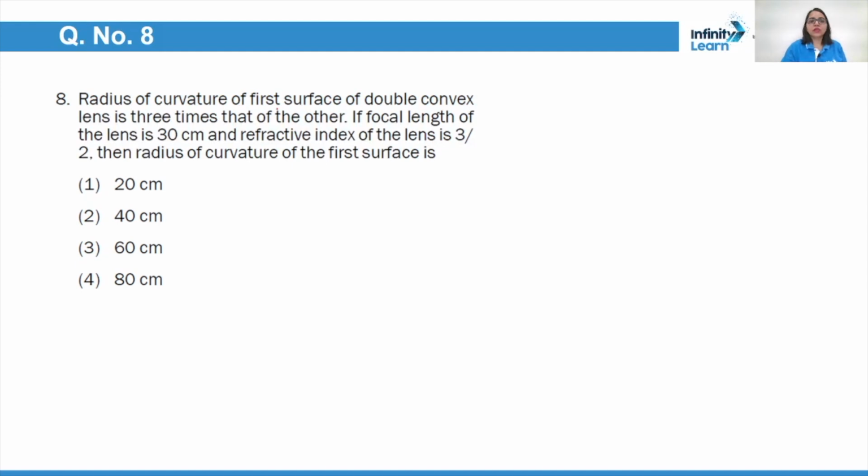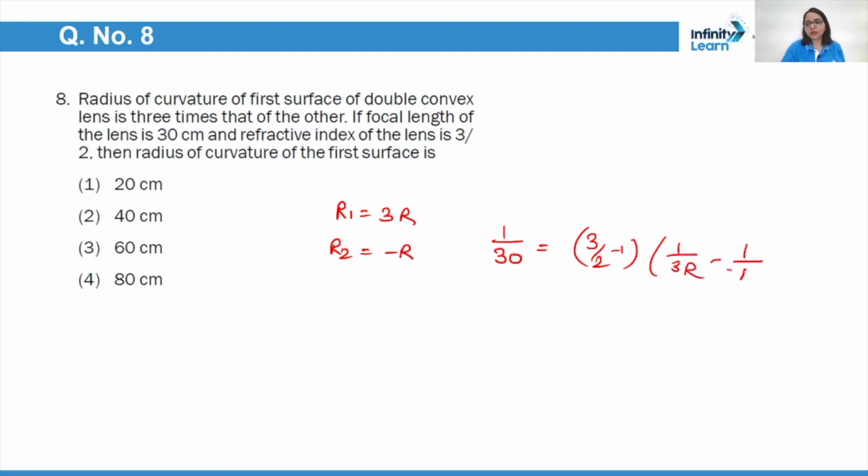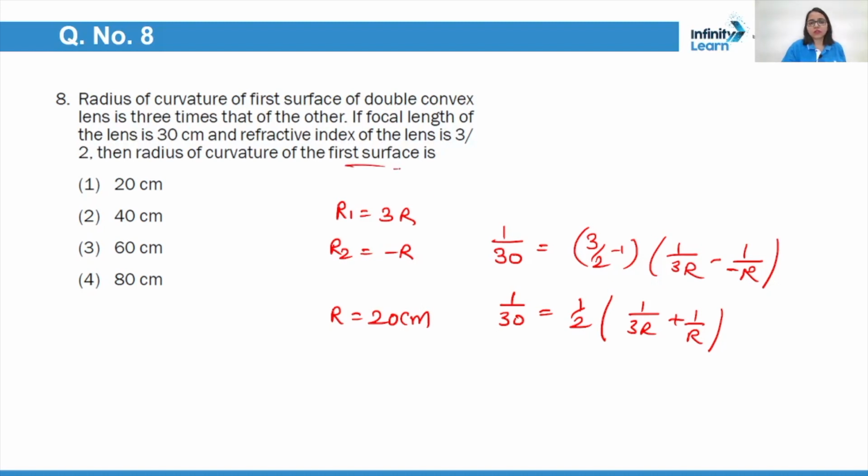Question number 8. The radius of curvature of the first surface of a double convex lens is 3 times that of the other. So R1 is 3R and R2 will be minus R, and focal length is 30. So 1 upon f is equal to mu minus 1 into 1 upon R1 minus 1 upon R2. So we'll get 1 upon 30 as 1 by 2 into 1 upon 3R plus 1 upon R, and after solving this one we will get R as 20 centimeter. So the radius of curvature of the first surface will be 3R, which is equal to 60 centimeter. So the correct answer is option 3.